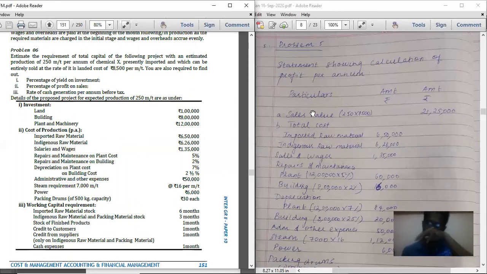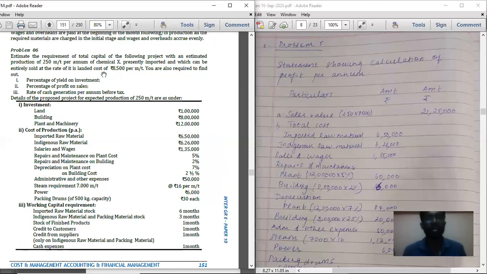Divided into 3 column table. First column particulars. Second column amount. Third column also amount. Below that particulars, small a, sales value. What we are finding in the first statement, we are finding the profit per annum. So total sales value minus total cost, we will get the profit per annum. So sales value, small a, sales value, within bracket put 250 into 8500.